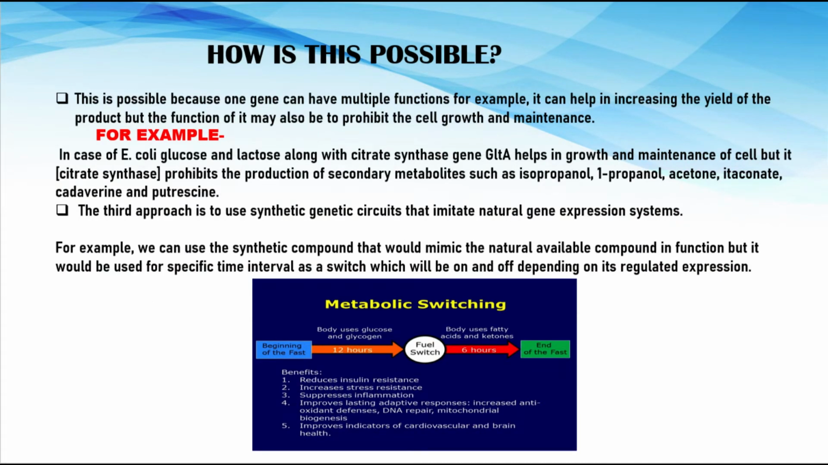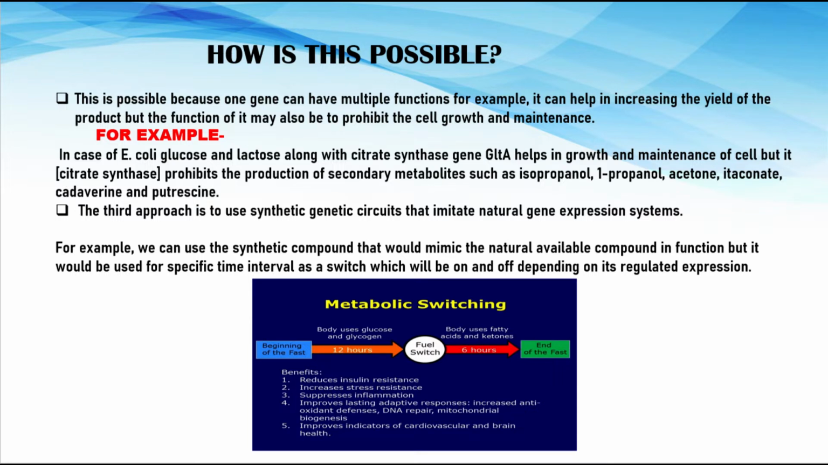Let's find out the basic reason behind it. This is possible because one gene can have multiple functions. For example, it can help in increasing the yield of the product, but on the other hand, it may prohibit the cell growth and maintenance. For example, in case of E. coli, glucose and lactose along with citrate synthase gene help in growth and maintenance of the cell. But citrate synthase, on the other hand, prohibits the production of secondary metabolites such as isopropanol, which is our desired product.